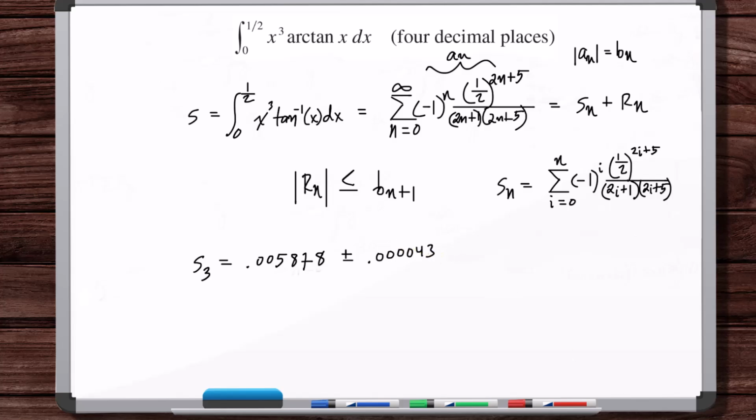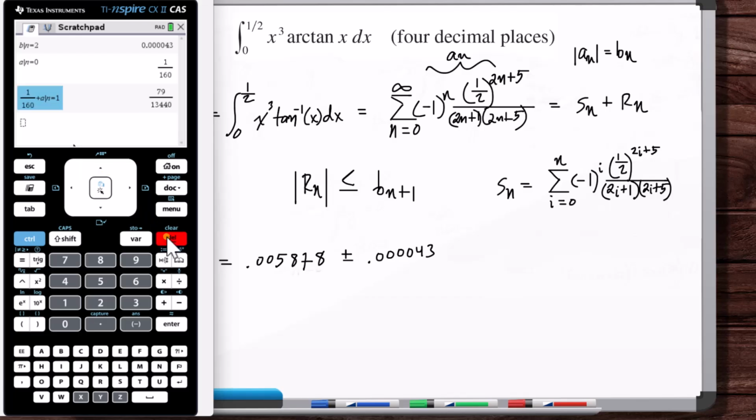Okay, and we can go ahead and, so x cubed times arc tangent x.